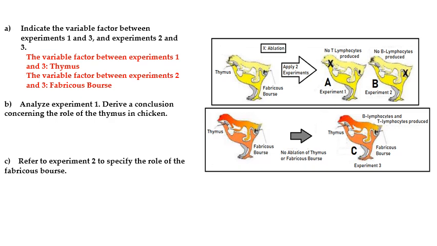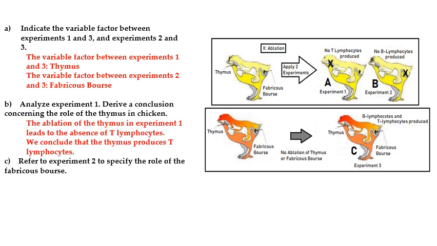Analyze experiment 1. Okay, let's analyze it. In experiment 1, the thymus was removed and they noticed that no T lymphocytes were produced. So we can say the ablation of the thymus in experiment 1 leads to the absence of T lymphocytes. Or if we want to start from the result, we can say no T lymphocytes were produced after the ablation of the thymus. Derive a conclusion concerning the role of thymus in chicken.